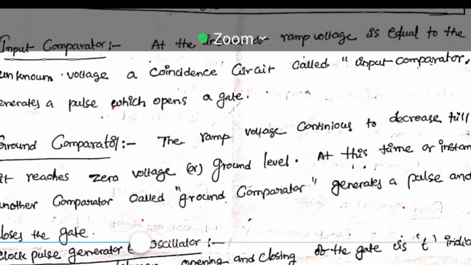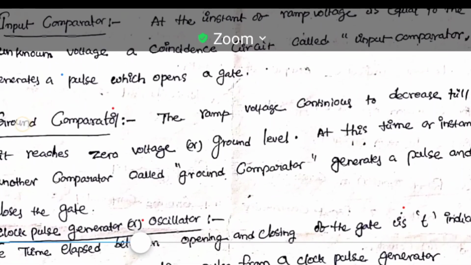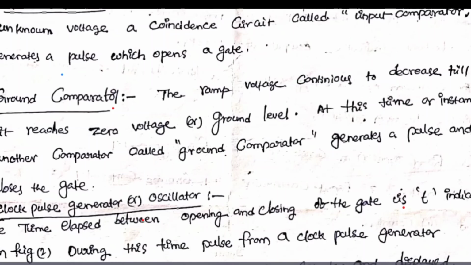Now coming to the ground comparator, the ramp voltage continuously decreases till the ramp voltage reaches 0 voltage or ground level. At this instant, the other comparator, called the ground comparator, generates a pulse to stop the gate, that is, close the gate. That means stop the gate means close the gate. At that portion, when the ramp voltage reaches 0, the ground comparator gives a pulse to close the gate.